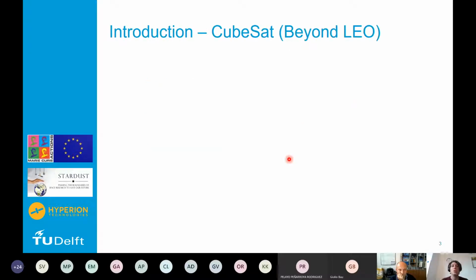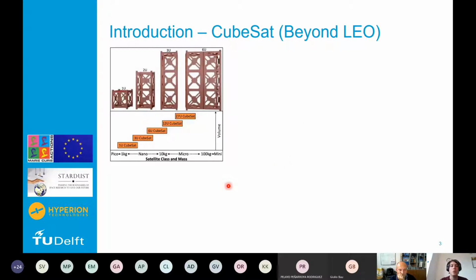So before I start, for those of you who don't know what a CubeSat is, basically a CubeSat is a particular class of small satellites, and it is made up of one or more cubic units of 10 by 10 by 10 centimeters, as you can see in the image in the slide. So we can have an assembly of only one cubic unit, so a 1U CubeSat, up to 27U CubeSat.